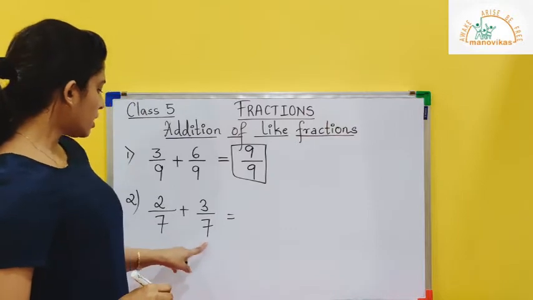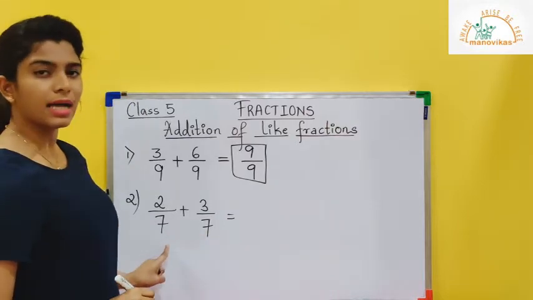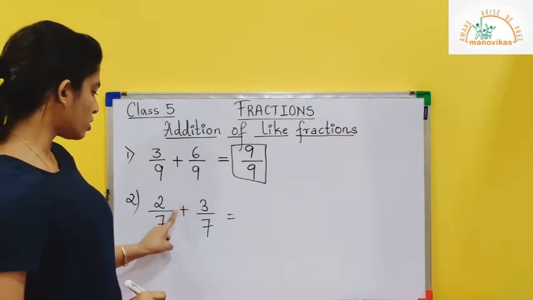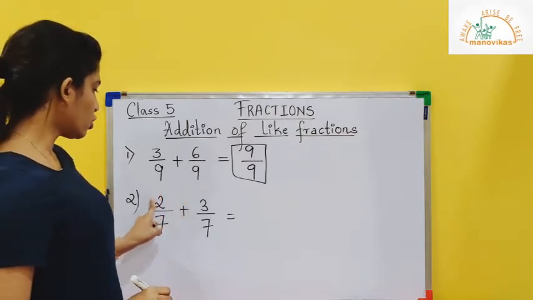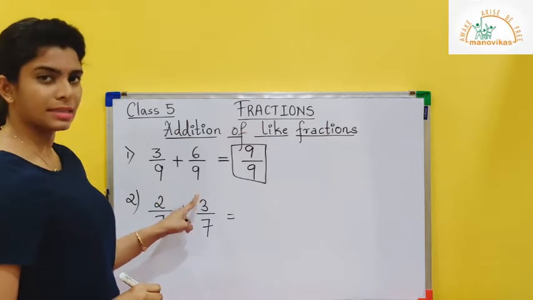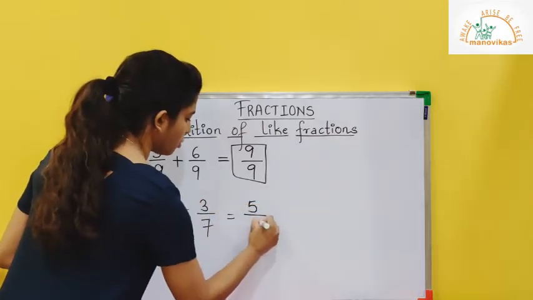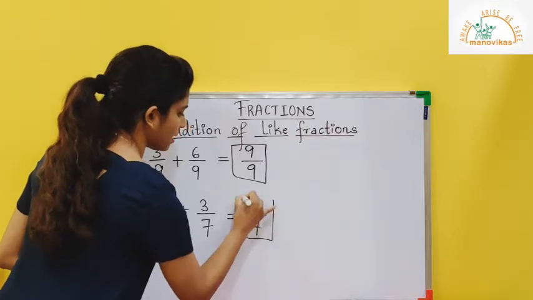If you see here also both the denominators are same. I am having 7 here. We have to do the addition because there is a plus sign. So you just have to add both the numerators. 2 plus 3 is 5. So 5 upon 7 is my answer.